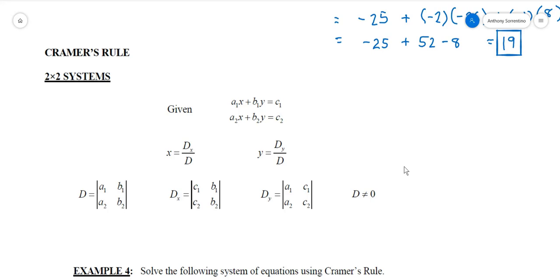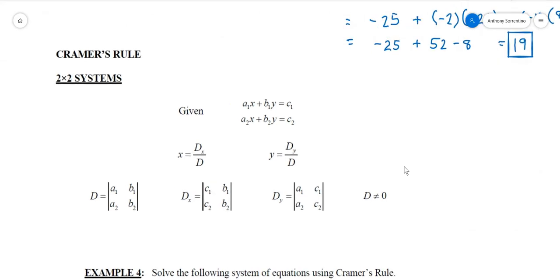Because again, finding determinants, even if you're doing them by hand, is not super difficult. It's just knowing the procedure and remembering what you're doing at any time. So if you're given a 2x2 matrix, they're saying that x equals the determinant sub x over the determinant D, and y equals the determinant sub y over D. And basically what these mean, if you look here, D is just the regular determinant of the matrix. So you're finding the determinant of your coefficients.